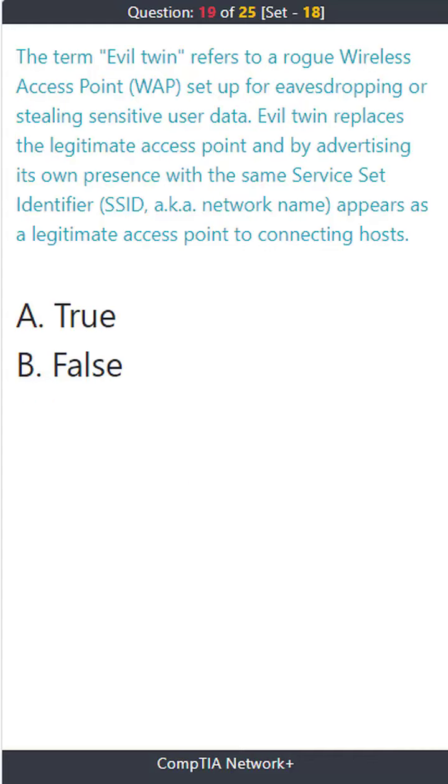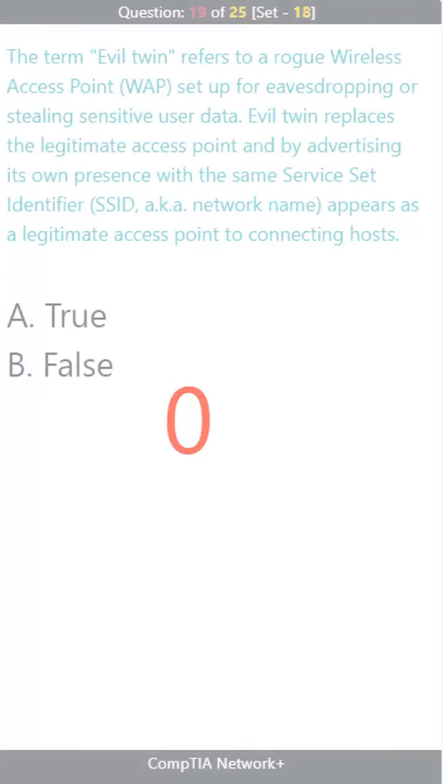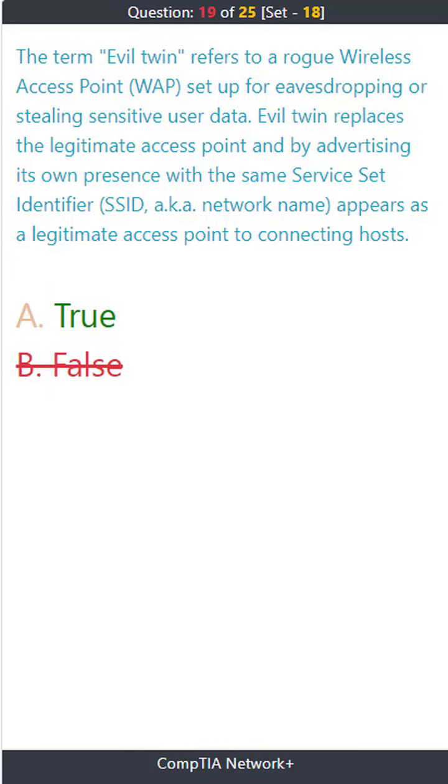Question 19. The term evil twin refers to a rogue wireless access point, WAP, set up for eavesdropping or stealing sensitive user data. Evil twin replaces the legitimate access point and, by advertising its own presence with the same service set identifier, SSID, aka network name, appears as a legitimate access point to connecting hosts. A. True. B. False. The correct answer is A. True.